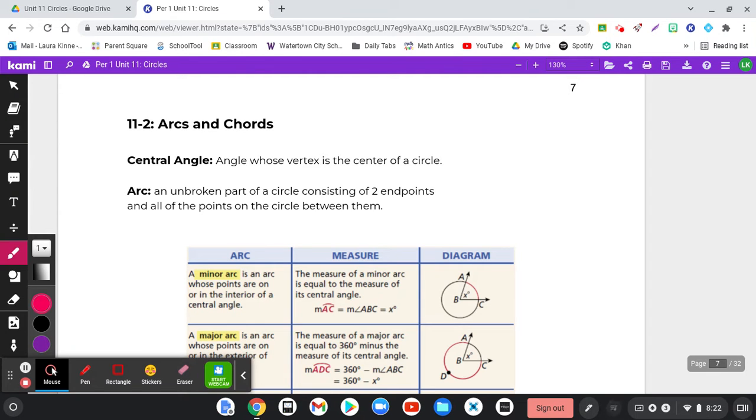Hey everyone, so today we're going to talk about arcs and chords. We're starting on page 7 in your packet.